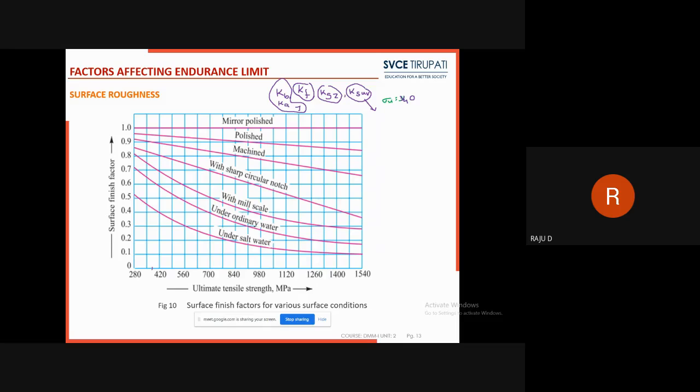Just draw in the x-axis the ultimate value, in the y-axis the surface finish factor. Below the graph, we see a number of lines. The first line is called mirror polished, then machined, sharp circular notch, with mill scale, water-corroded specimens like salt water. See all the lines. In our given problem, they will give a small hint. Suppose the specimen is a machined one. Just draw one straight line to that curve. Where is the machined line? This one is the machined line. Now just draw one straight line to that graph. What happened?